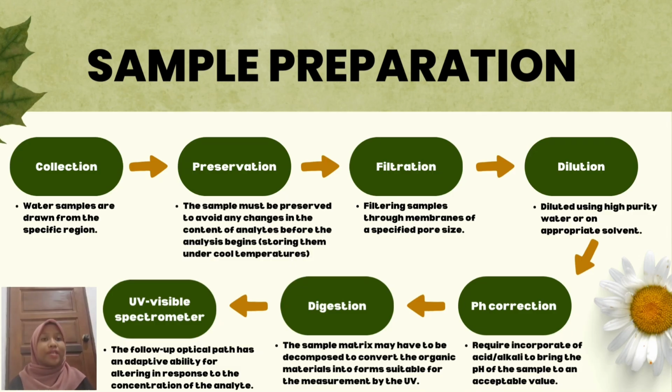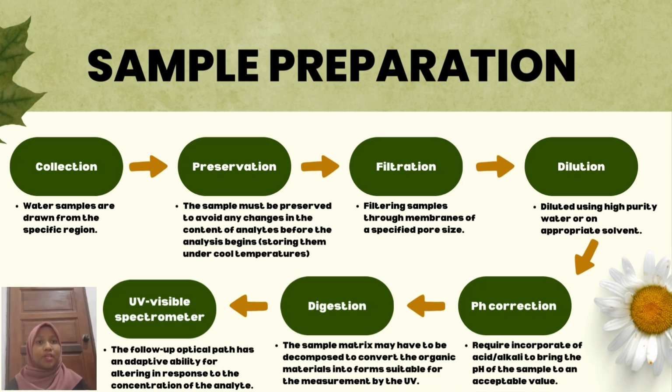As for the sample preparation in the case of water quality monitoring, it is likely to include the following steps. The first step is collection, where the actual water samples are drawn from the specific region of study. This could be from different dates, sites, or times to map space and time separately for water quality. Second is preservation. It is needed on occasions where the sample must be preserved to avoid any change in the content of the analyte before the analysis begins.